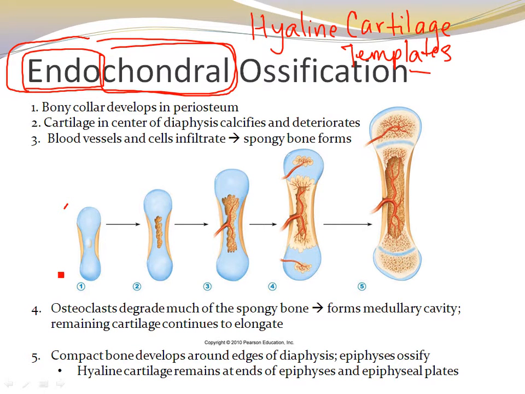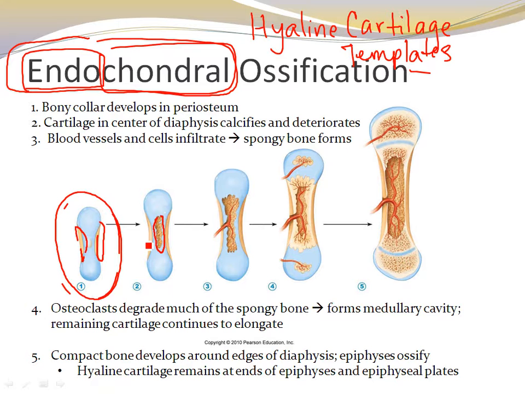All right, so here we've got a little tiny long bone in a fetus, and notice that there's a little bony collar that develops in the periosteum, the connective tissue covering around that bone. So you have some osteoblasts that develop in that tissue, and they make a little bit of bone matrix there. And then notice here in the center, some of the cartilage there in the center begins to die. The cells die. They wind up being degraded.